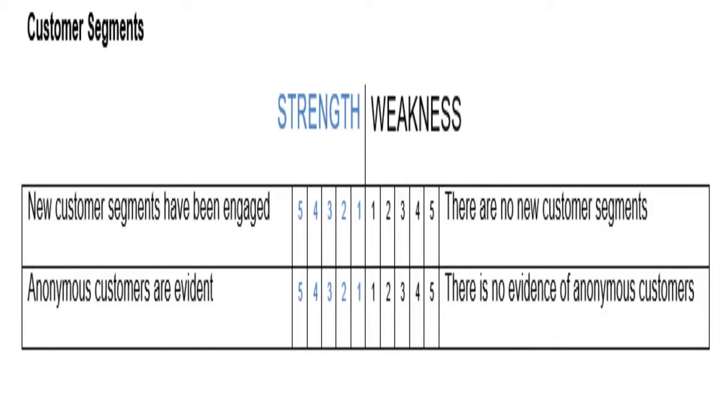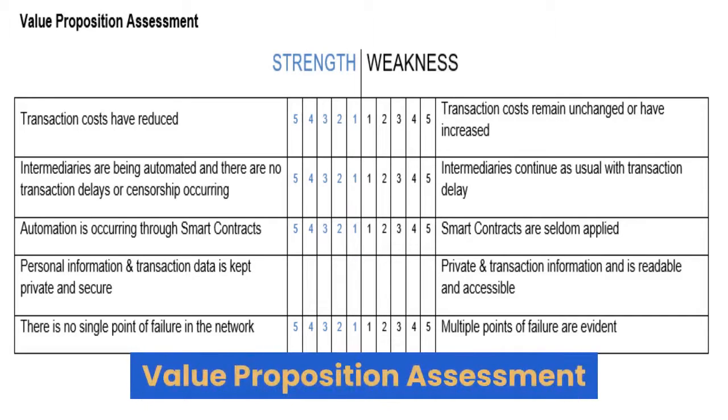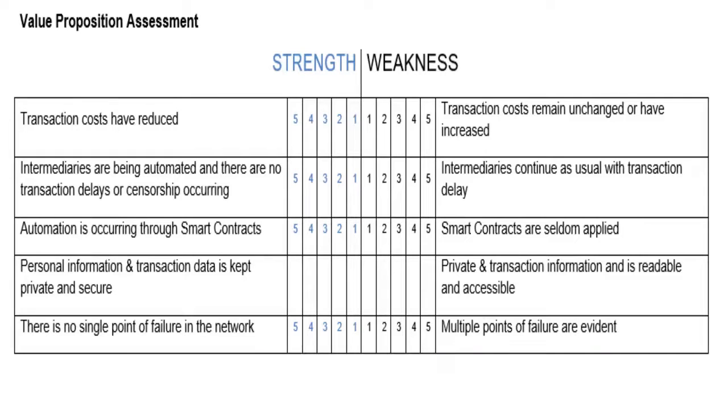Value proposition. Assessment. Transaction costs have reduced. Transaction costs remain unchanged or increased. Intermediaries are being automated and there are no transaction delays or censorship occurring. Weakness. Intermediaries continue as usual with transaction delay. Automation is occurring through smart contracts. Weakness. Smart contracts are seldom applied.